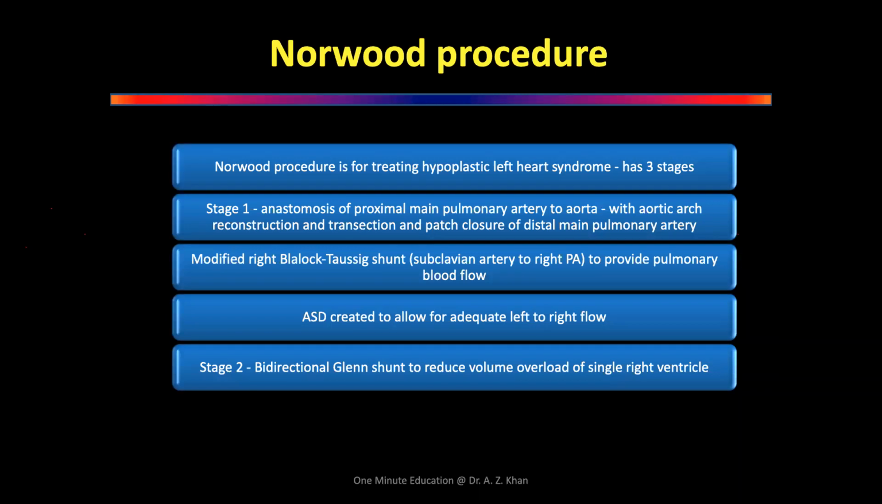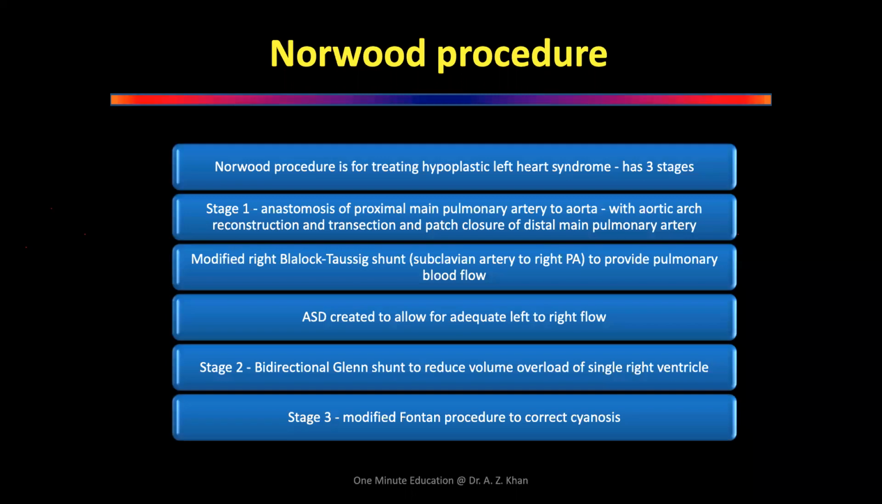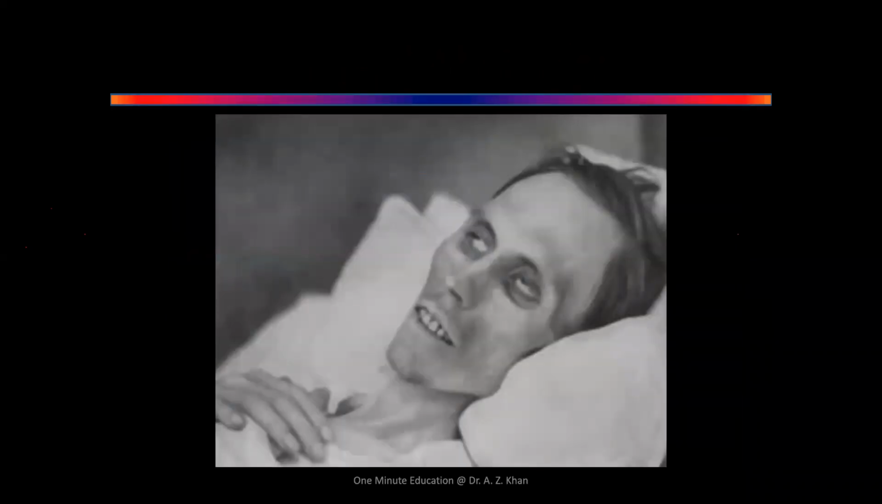The stage 2 is a bidirectional Glenn shunt to reduce volume overload of a single right ventricle. And then stage 3 is a modified Fontan's procedure to correct cyanosis. Again, this is not a lecture on pediatric cardiac surgery. These are all spot diagnoses, okay? All right. Give me a name for what you're seeing.